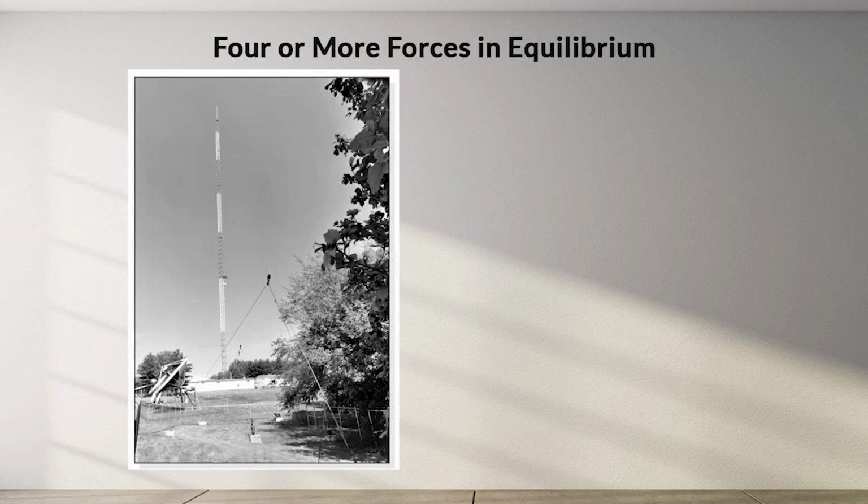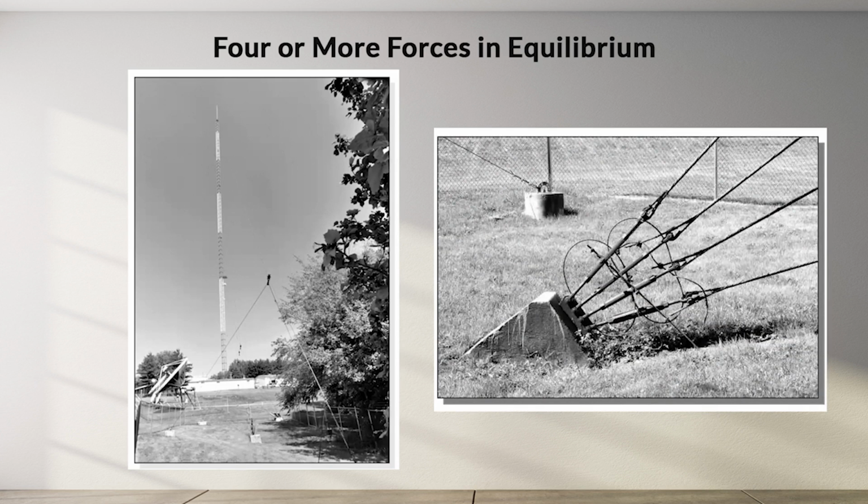This 650-foot television tower is held in place by 3 sets of guy wires located in vertical planes around the tower. Each 4-wire set is attached to a concrete pier. The resultant of these 4 concurrent coplanar guy wire forces is upward, to the right, and must be counteracted by a combination of forces exerted by the ground on the pier.